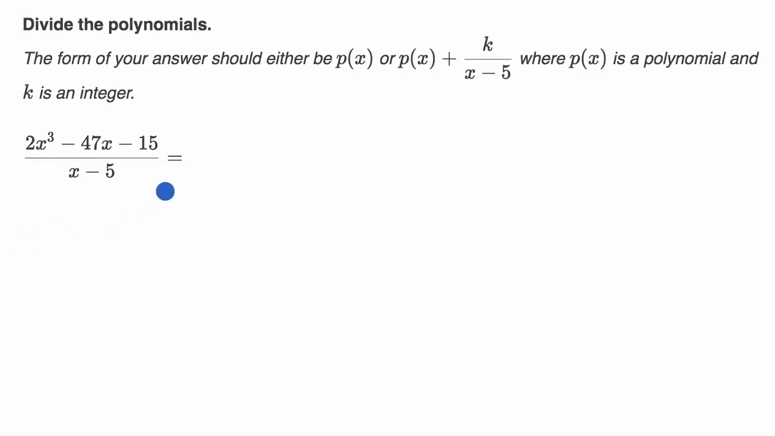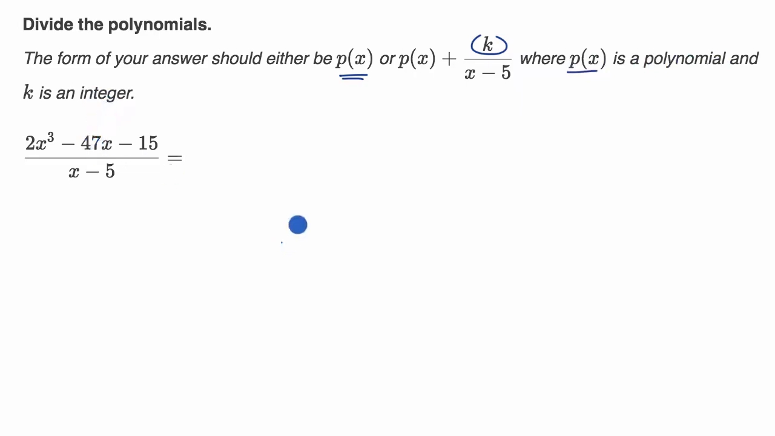In front of us, we have another screenshot from Khan Academy, and I've modified it a little bit so I have a little bit of extra space. It says divide the polynomials. The form of your answer should either be a straight-up polynomial or a polynomial plus the remainder over x minus 5, which we have here in the denominator, where p of x is a polynomial and k is an integer. So we've done stuff like this, but like always, I encourage you to pause this video and work on this on your own.